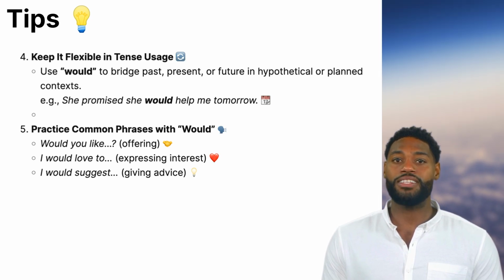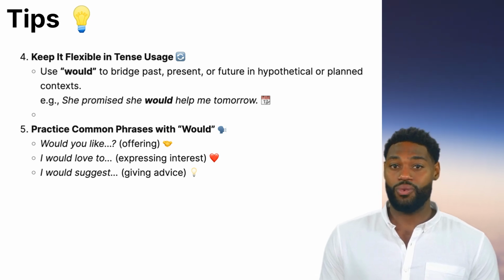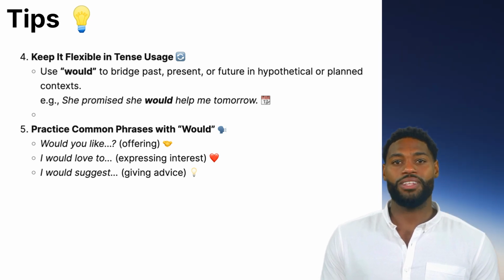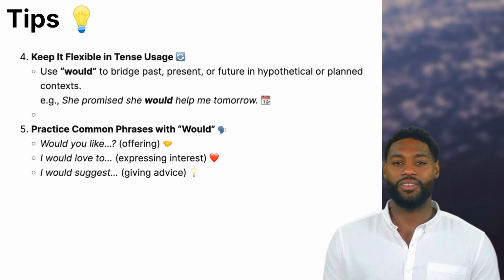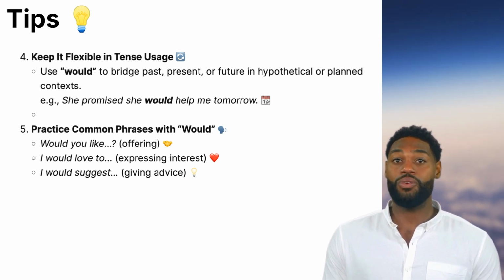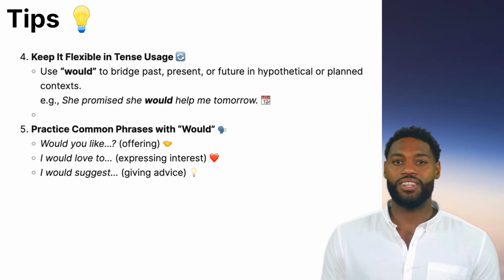4. Keep it flexible in tense usage. Would can be used in different tenses to describe planned or hypothetical situations. Example: She promised she would help me tomorrow. This sentence refers to something she said in the past about the future. More examples: He said he would be there by 8 p.m. I knew they would love the movie. This is useful for reporting past conversations and expectations.